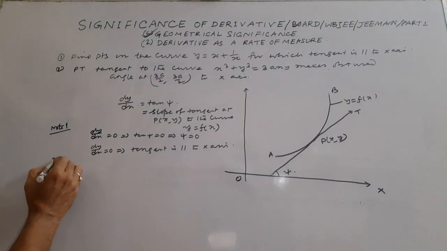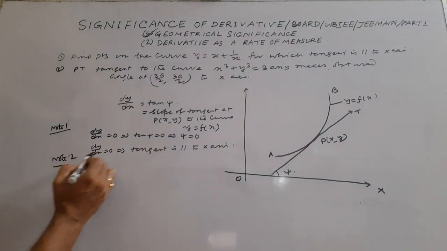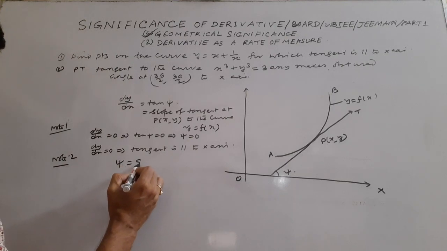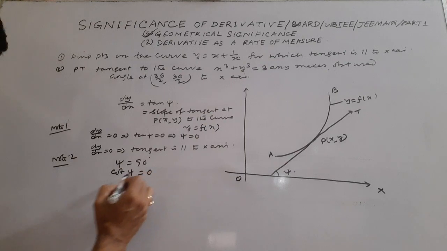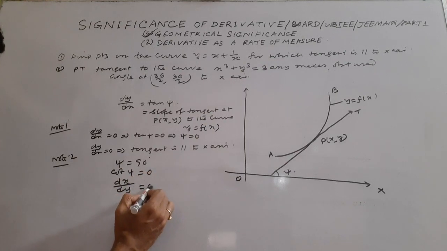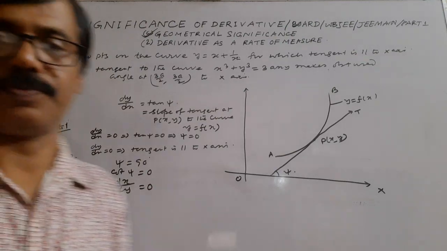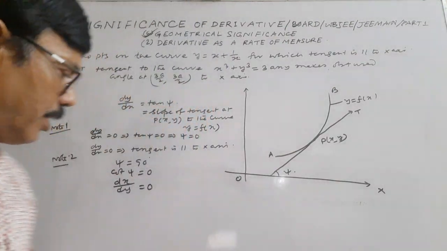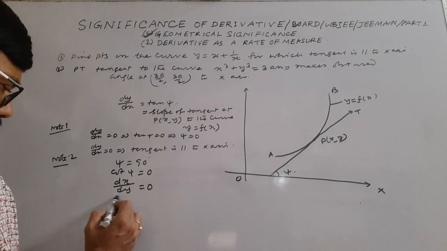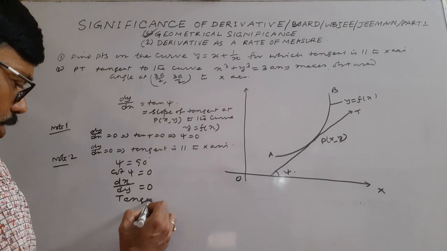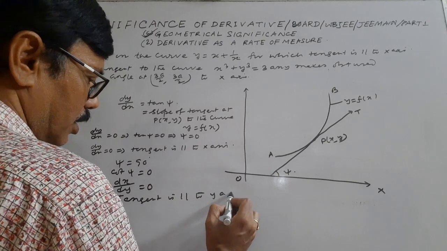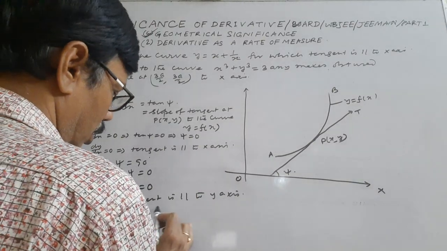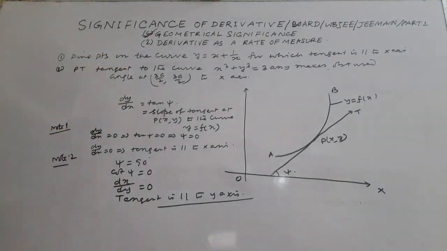Now note 2. If psi equals 90, then cot psi equals 0. So the reciprocal of dy by dx, that is dx by dy, equals 0. So if dx by dy equals 0, then the tangent is parallel to the y-axis. You have to recall this result.